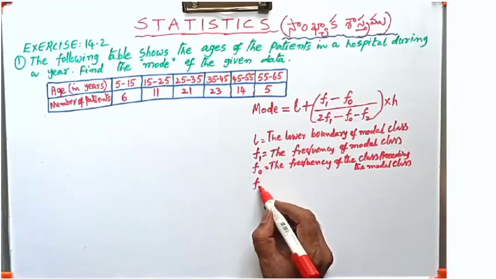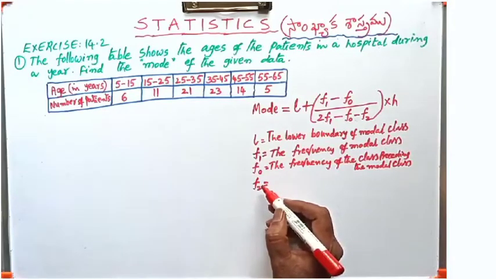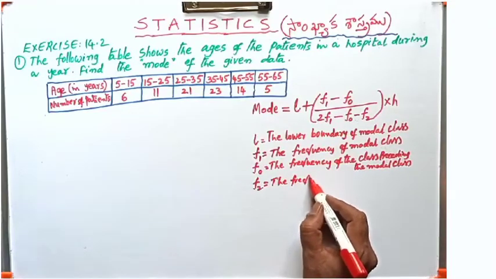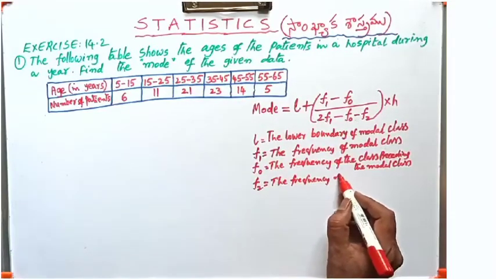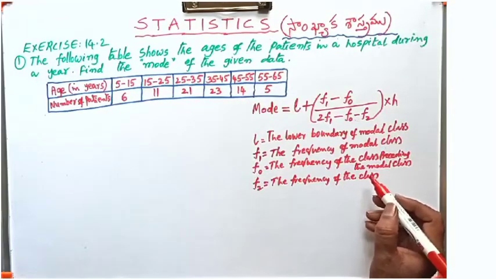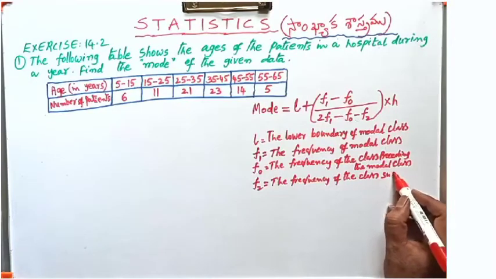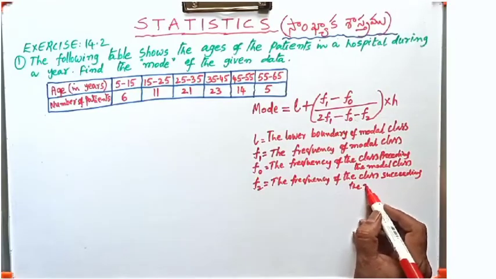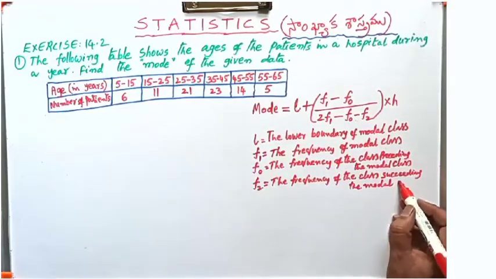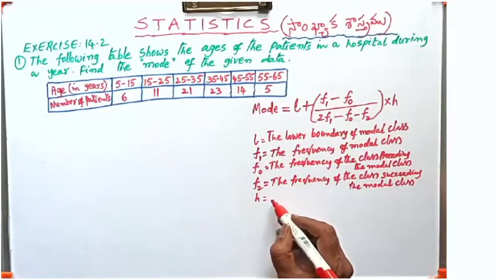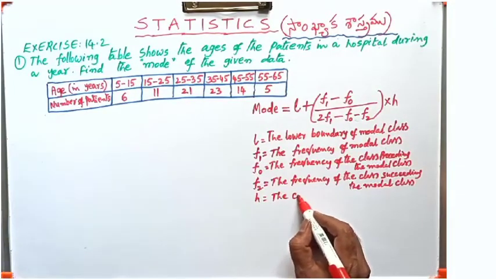And next, what is F2? F2 is equal to the frequency of the class succeeding the modal class. So these are also very important. And next, what is H? H is equal to the class size.